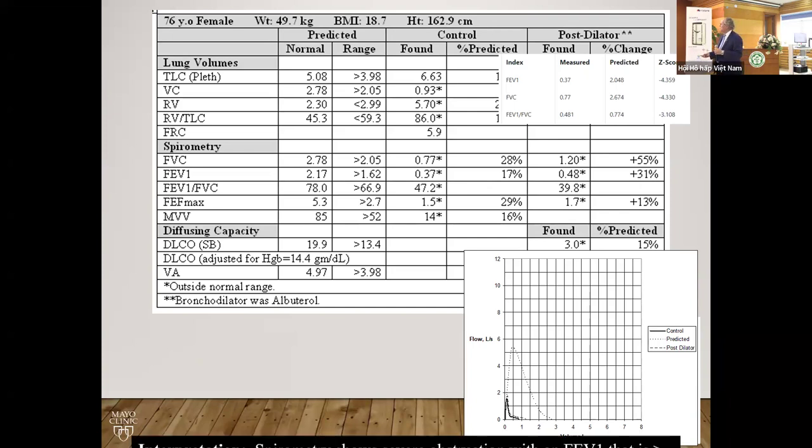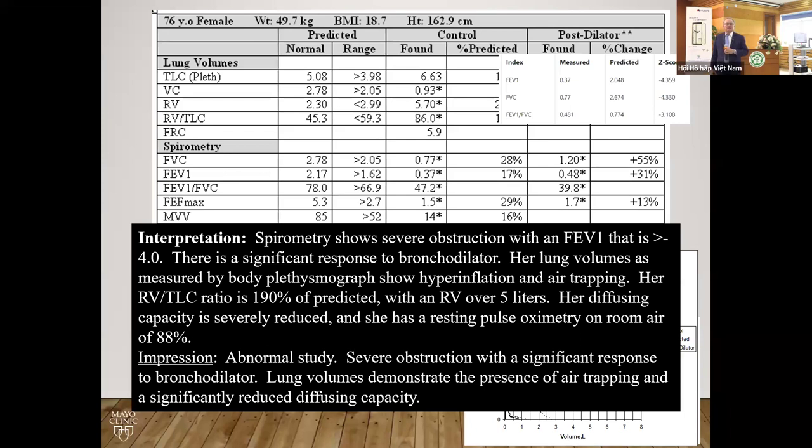So if we were interpreting this test, we would say that spirometry shows severe obstruction with an FEV1 that is less than -4 for the Z-score. There is a significant response to bronchodilator. Her lung volumes, as measured by body plethysmograph, show hyperinflation and air trapping. Her RV-TLC ratio is 190% of predicted with an RV over 5 liters. Her diffusing capacity is severely reduced and she has a resting pulse oximetry on room air of 88%, which I didn't show you that data, but it was included.